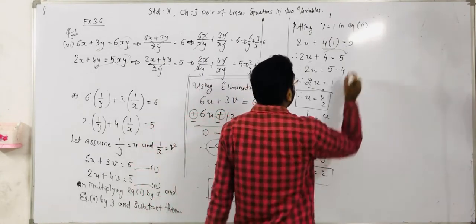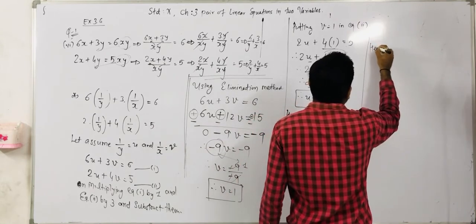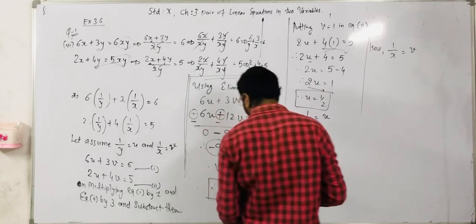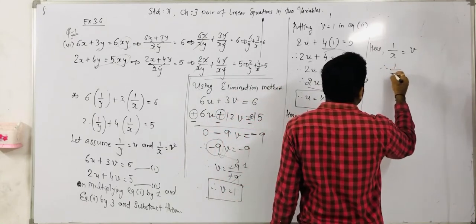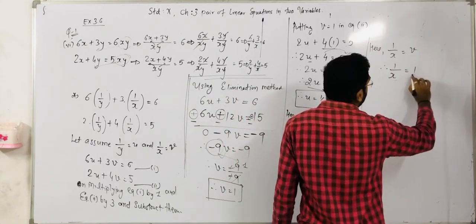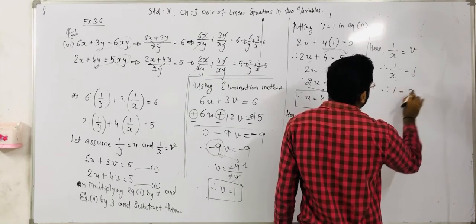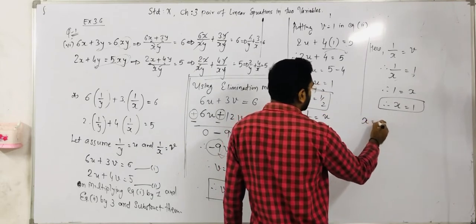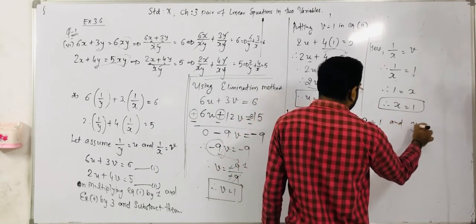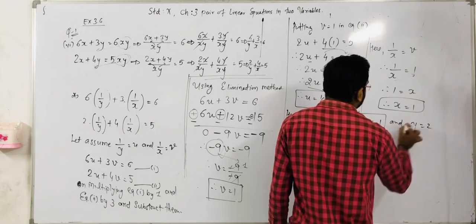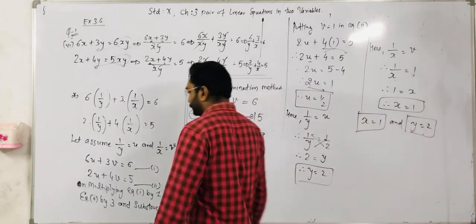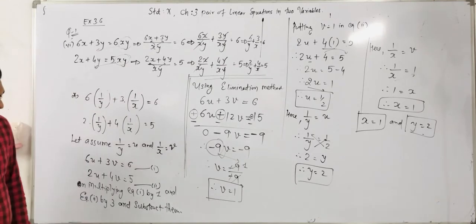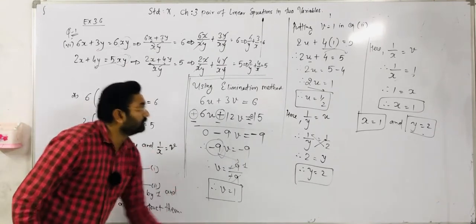And for finding the x value, here 1 upon x is equal to v. The v value we already found, which is 1. So we get 1 upon x is equal to 1. Then x is multiplied by 1, so we get x only. So x is equal to 1. So the solution of the given linear pair equation is x is equal to 1 and y is equal to 2. Okay, so that way you can find the solution of the linear pair equation.